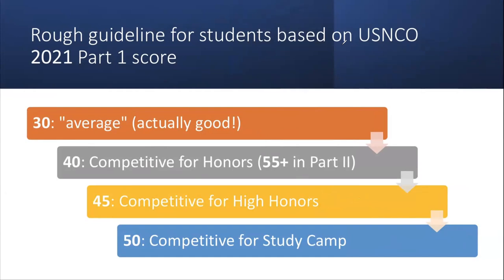Does this make sense to you guys? I think the general idea is clear, right? 45 is next level. It will be competitive for high honors, but obviously there is also a cutoff for your part 2 to get into high honors. And 50, as I mentioned, from part 1 itself is already in the top 20, right? So it's competitive for the study camp.